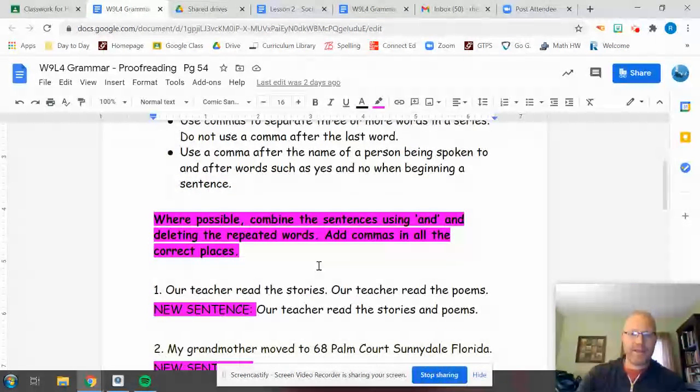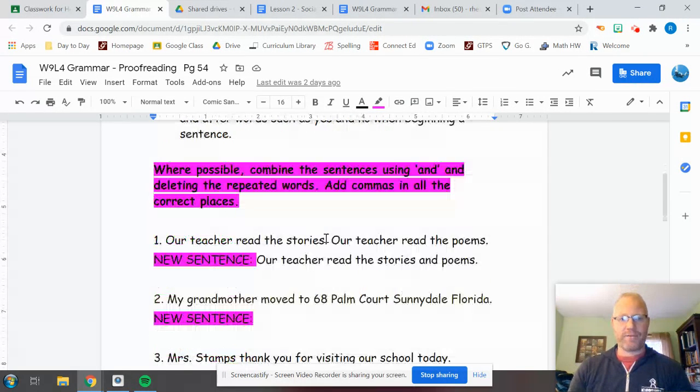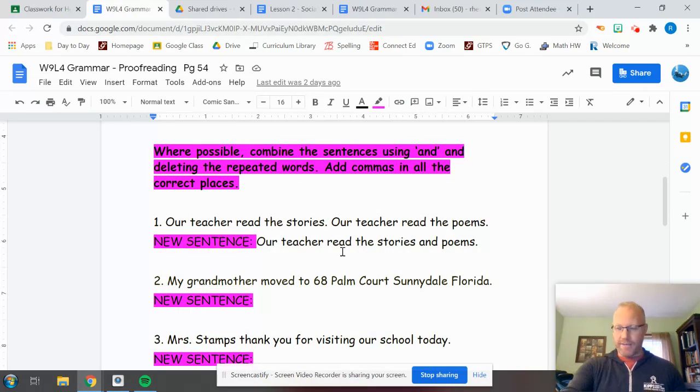Where possible, combine the sentences using and, and delete the repeated words. Add commas in all the correct places. So this first one's done for us. So I'm just going to review it. Let's take a look at what it says.